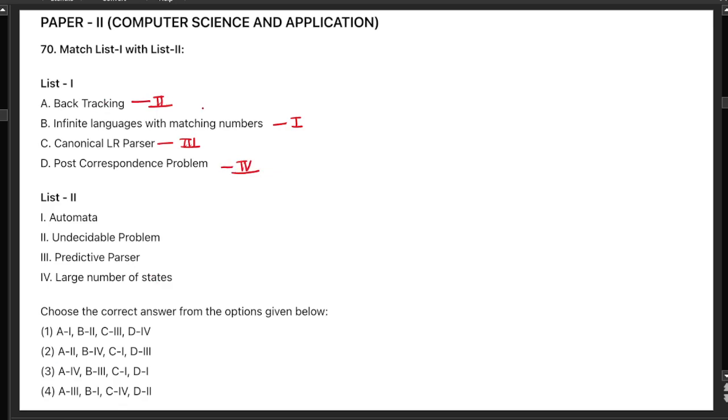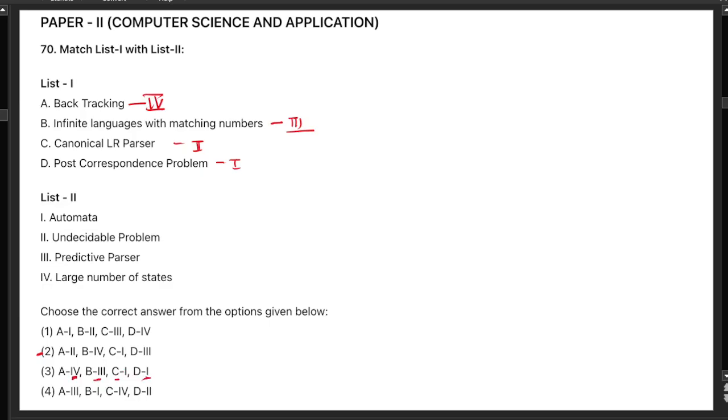So here A is matching with second, B is matching with fourth. Okay, so one thing is wrong, that is C. This A will match with the fourth one, which is large number of states. After that, B will match with the third one, which is infinite state, and C will match with the second one and D will match with the first. So the correct answer here will be A matching with fourth, B matching with third, C matching with the second one and D matching with one.